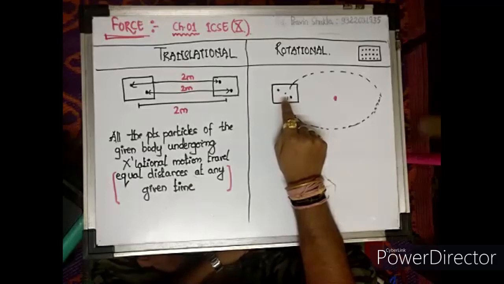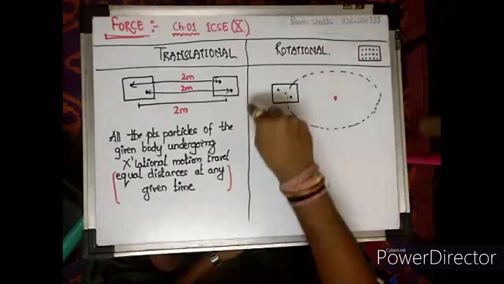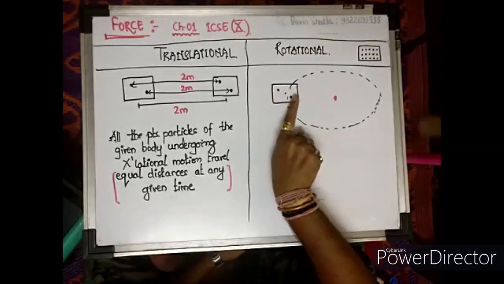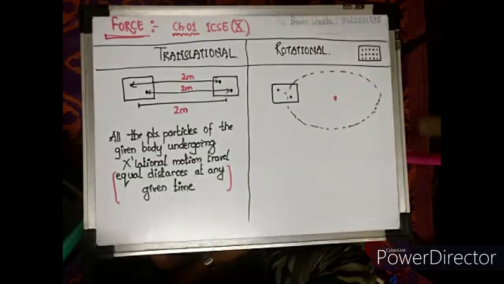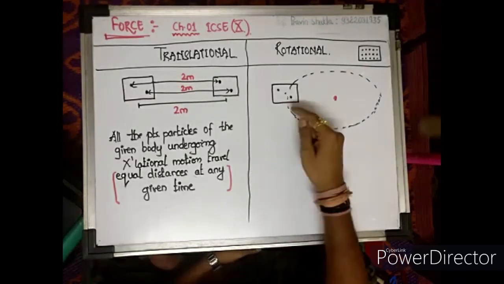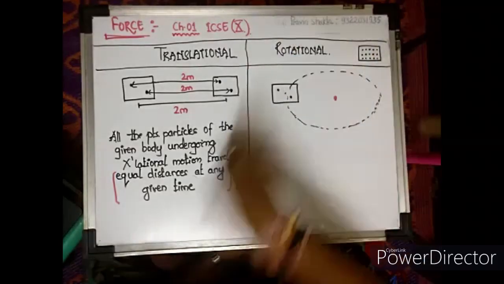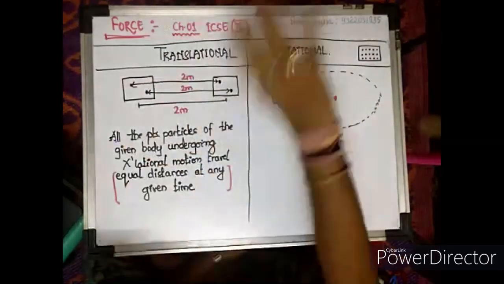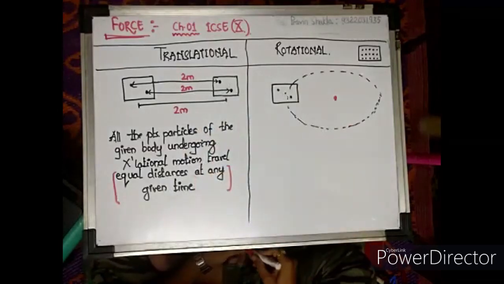What do I mean to say by this? The object which is far outside will cover more distance, and the object which is quite inside, near the center of the circle, will cover less distance. Yes or no? Yes. So they are not going to cover the equal distance, but they are going to trace the equal angle, and they all will be in the state of circular motion. All the particles.